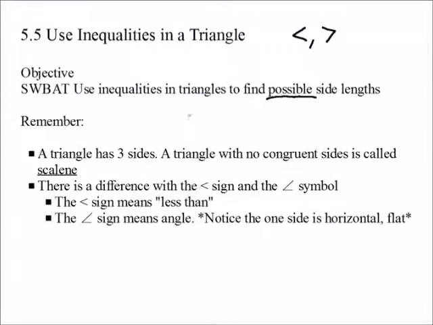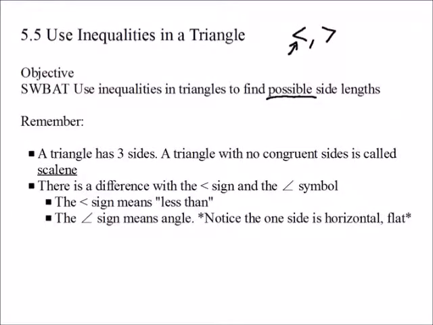First and foremost, remember, a triangle has 3 sides. A triangle with no congruent sides is called scalene. There's not really too much you need to remember here. There is a difference between this symbol and this symbol. When it's up in the air like this, that means less than. This symbol, Pac-Man eating to the right, means less than. But when it's flat, horizontal, on the floor, it means an angle. So angle ABC, angle XYZ, whatever angle you have.